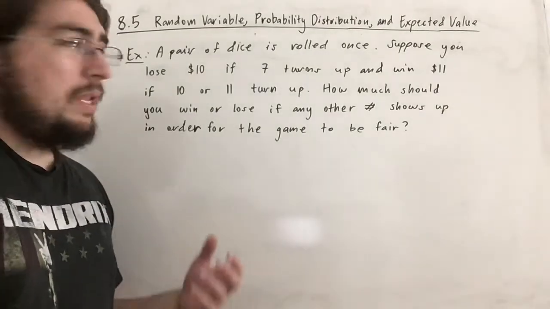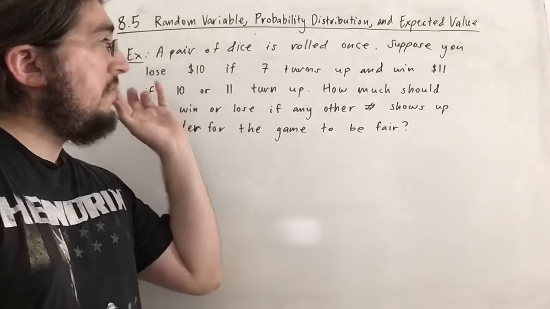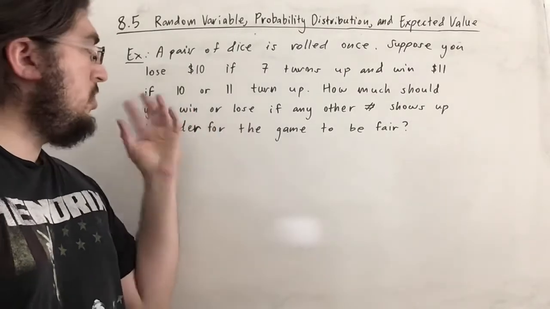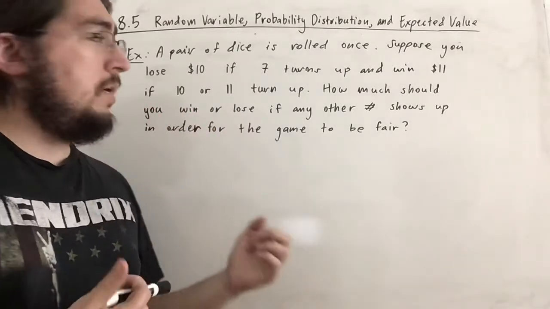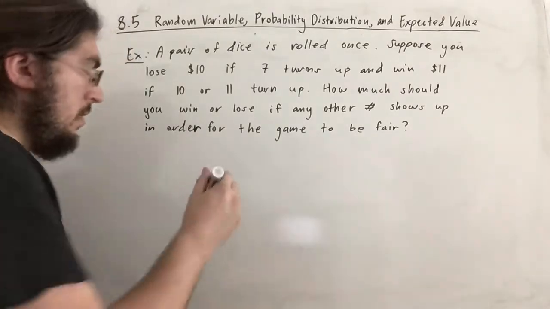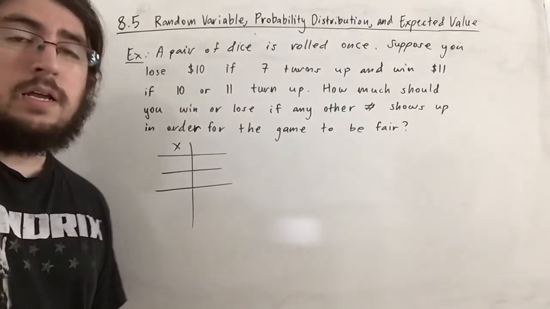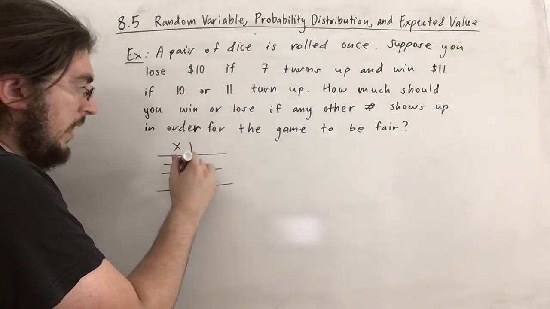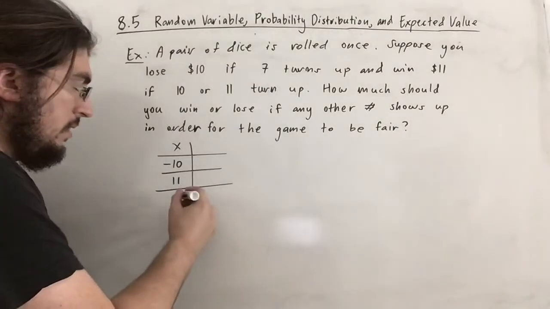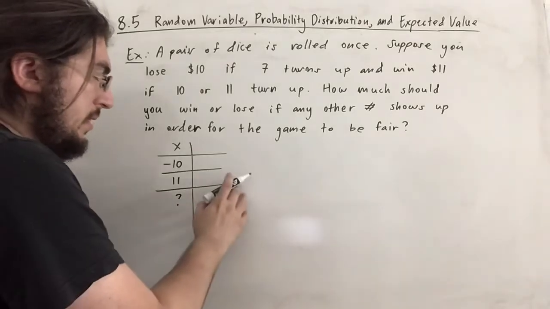Right, so this is the last example that I was referring to earlier. Here a pair of dice is rolled once. Suppose you lose $10 if a 7 turns up and win $11 if 10 or 11 turns up. How much should you win or lose if any other number shows up in order for the game to be fair? So for us to figure out what's going on, notice there's going to be a total of 3 different values for x. There's us losing $10, so negative 10, us winning $11, so that's 11, and the amount that we don't know, and they each have their corresponding probabilities.